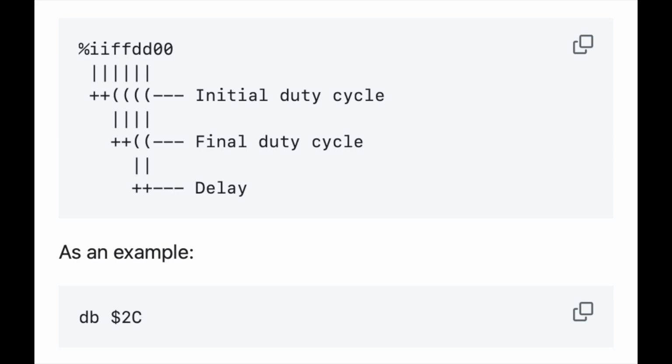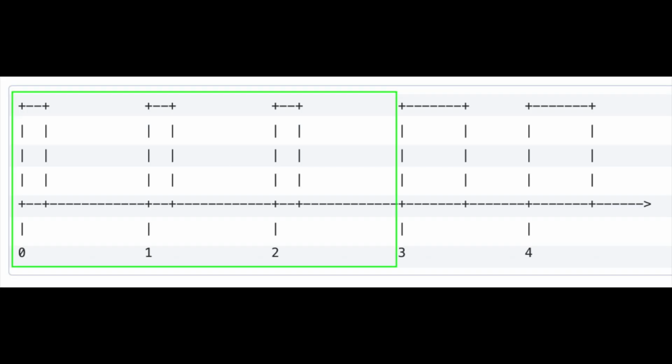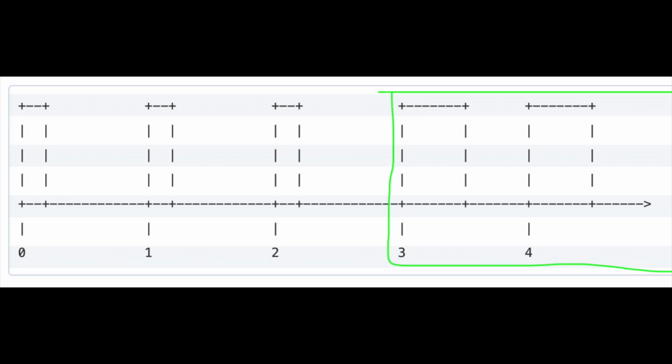Duty cycle settings. For an instrument that will be played on a pulse channel, the duty cycle settings byte defines the initial duty cycle, 2 bits, the final duty cycle, 2 bits, and the number of ticks, also 2 bits, before changing from the initial to the final duty cycle. If the delay field is 0, the initial duty cycle field is ignored. As an example, the hexadecimal value 2C means, for the first 3 ticks of playing the note, use duty cycle 0, 12.5%, then switch to duty cycle 2, 50%.